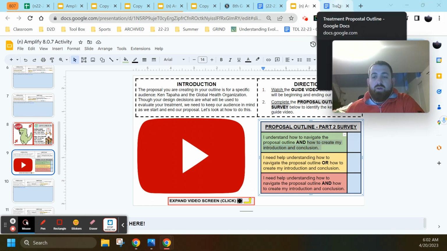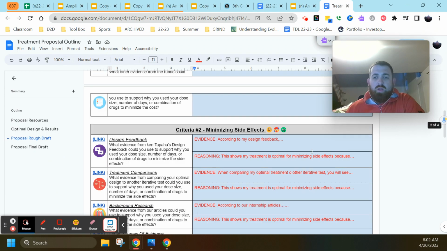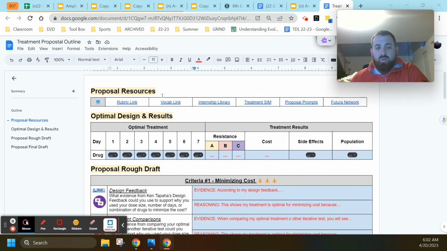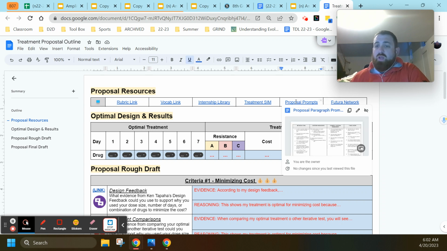and how we're going to complete our introduction and conclusion. So we know that at the very top of our proposal outline, we have our resources. In our resources, important stuff to point out. Number one is your proposal prompts. If you're struggling with how to write your introduction or struggling with how to write your conclusion or answer the questions, come in here. There's going to be some sentence starters you can use to help you create that.